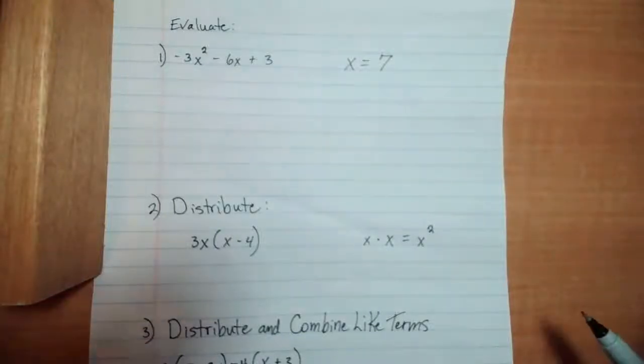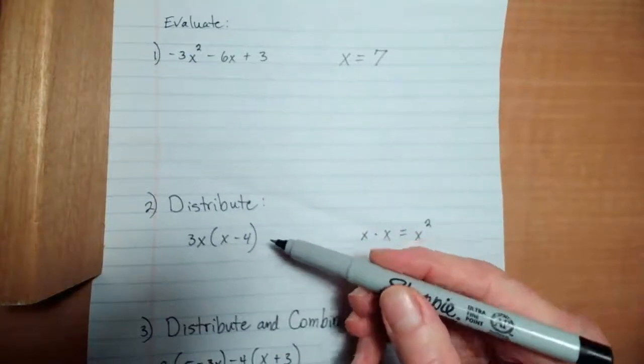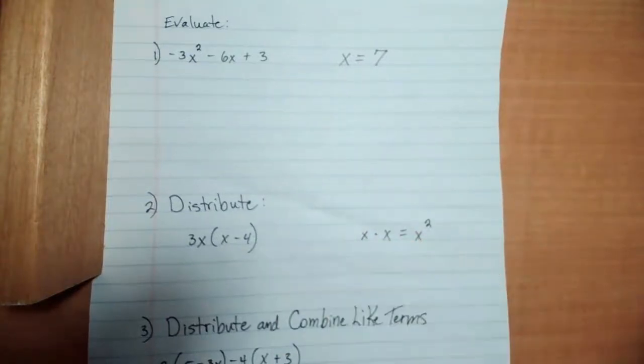In this short video, let's look at how we evaluate an expression. Let's take a look at how the distributive property works. And the third thing we'll look at is how to combine like terms. So number one has negative 3x squared minus 6x plus 3.